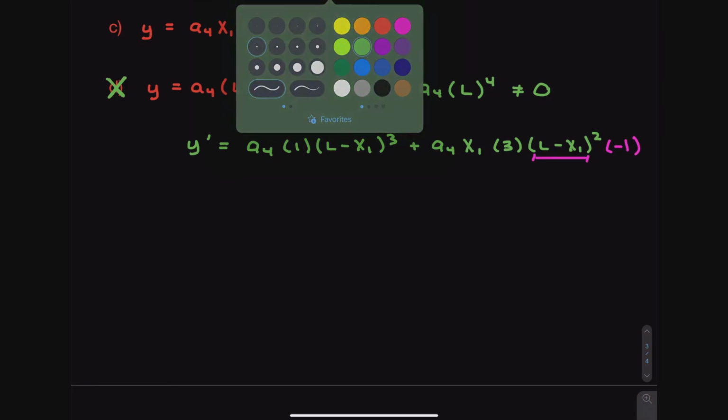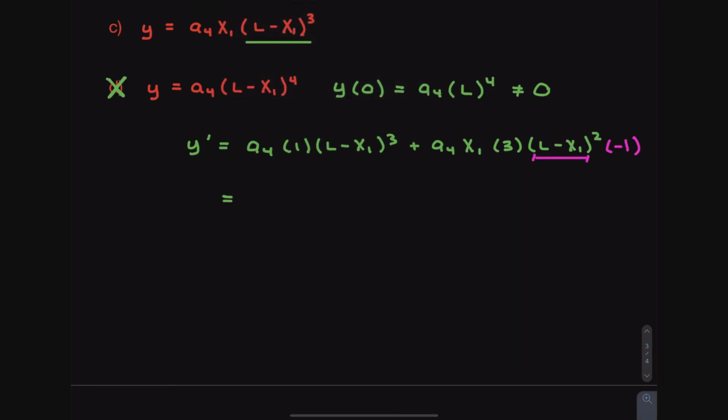It's a lot of work, but as you will see, this simplifies into a4 multiplied by L minus x1 cubed minus a4 times x1, multiplied by 3, multiplied by L minus x1. So it's a bit intuitive where you actually need to do quite a bit of work.